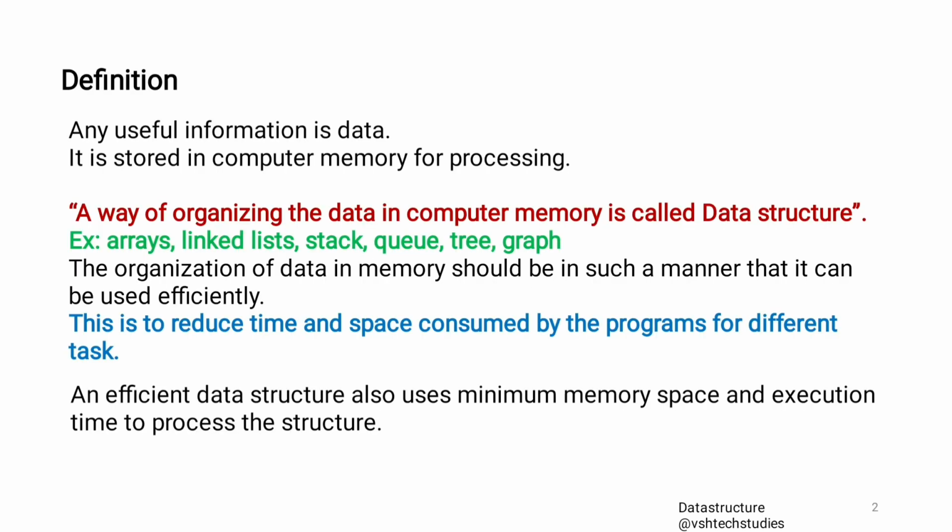Today we shall discuss data structures, part 2. In this we'll discuss the different types of data structure in detail. So what is a data structure? It is a way of organizing the data in computer memory. What is its aim? Its aim is to reduce the time and space consumed by a program.